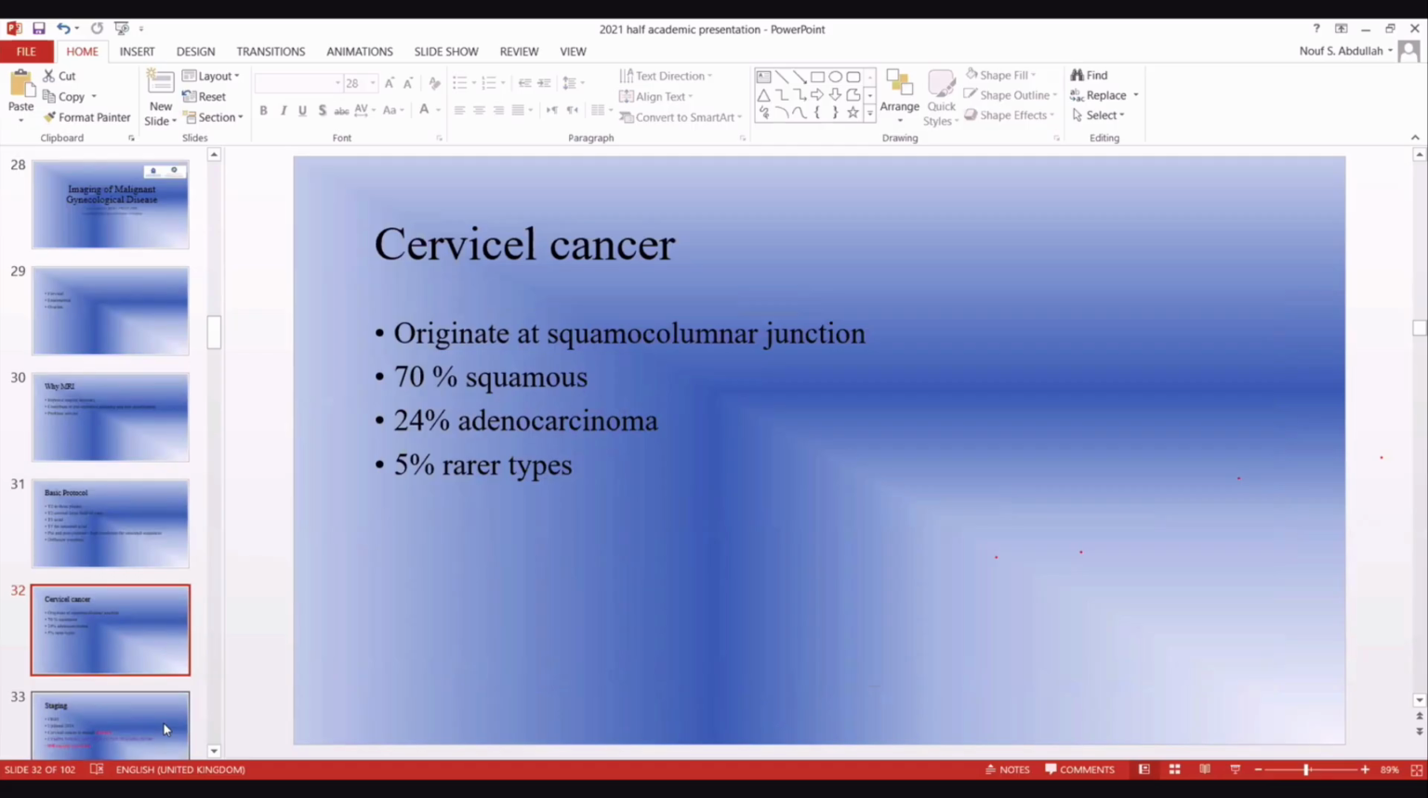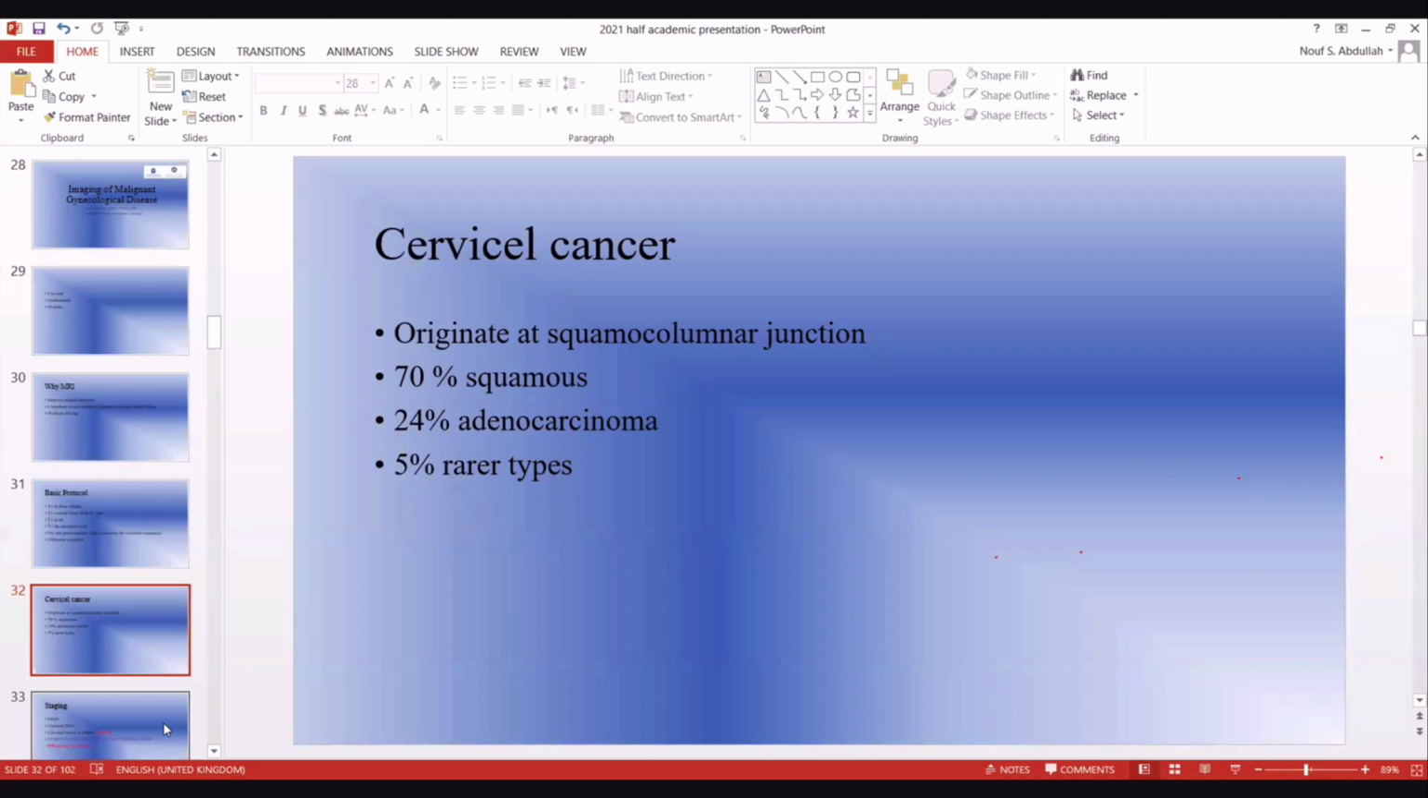For the theoretical part of cervical cancer, you have to know that it originates from the squamocolumnar junction of the cervix, and that's why about 70% of cases of cervical cancer are squamous, and about 25% are adenocarcinoma. So whenever I see a cervical mass, I suspect that it will be squamous.